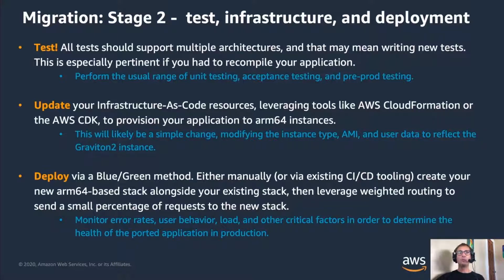And then once you have tested the application and updated your infrastructure as code, we recommend to gradually migrate your production workload to Graviton2-based instances. You can do that using, for example, a blue-green deployment method, and gradually move the workload to Graviton2-based instances while monitoring at the same time and checking that everything is going well.